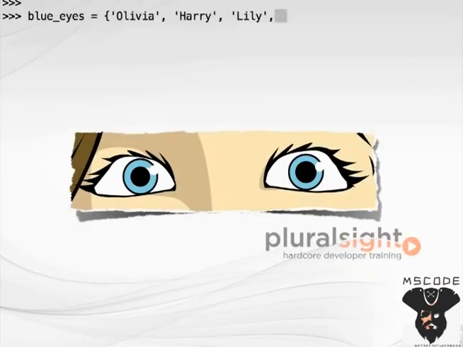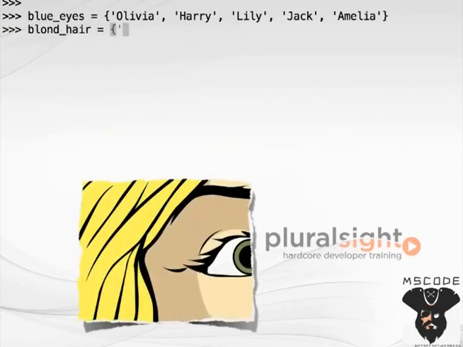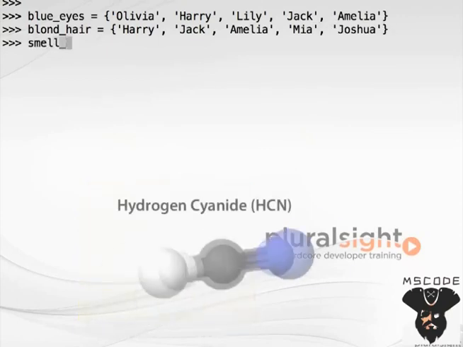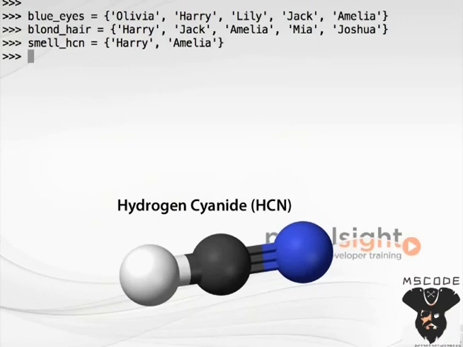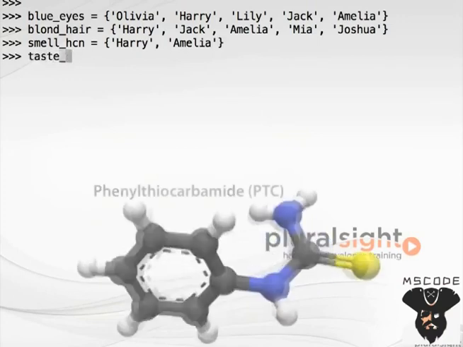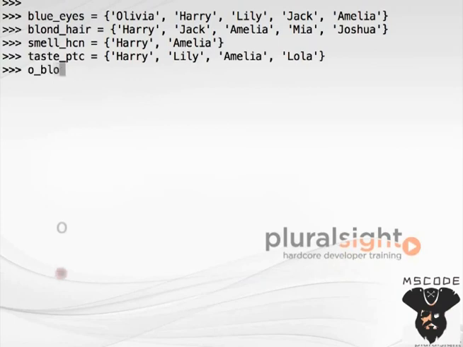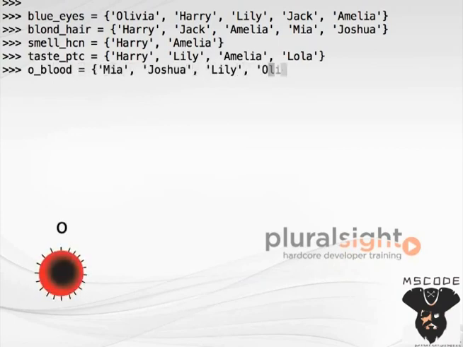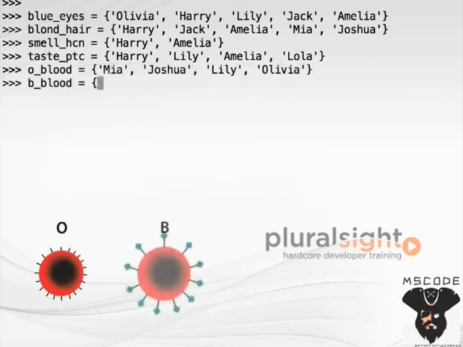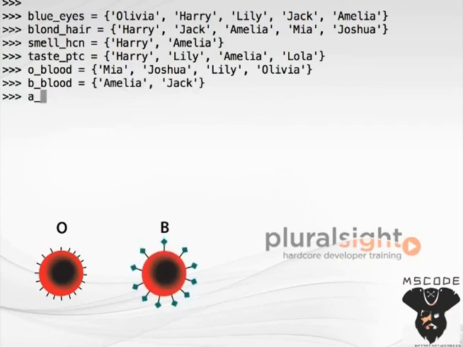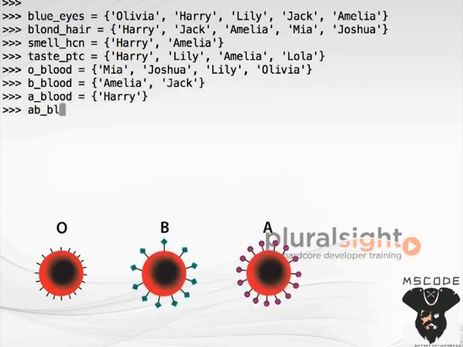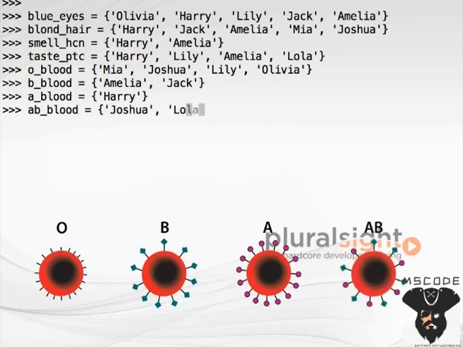Olivia, Harry, Lily, Jack, and Amelia have blue eyes. Harry, Jack, Amelia, Mia, and Joshua have blonde hair. Only Harry and Amelia can smell hydrogen cyanide. Harry, Lily, Amelia, and Lola can taste phenyl thiocarbamide, or PTC. Mia, Joshua, Lily, and Olivia have O-type blood. Amelia and Jack have B-type blood. Harry has A-type blood. And Joshua and Lola have AB-type blood.